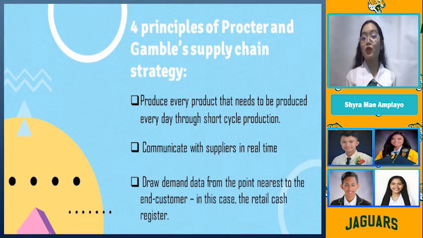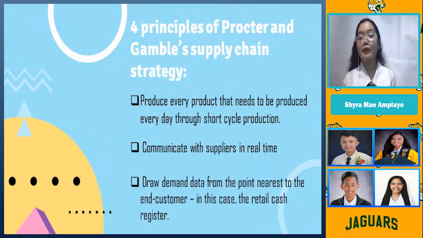Second is to communicate with suppliers in real time. Effective, open two-way communication is at the heart of any strong business relationship. If you don't talk to your suppliers, you can't learn enough about them to build mutually beneficial arrangements.